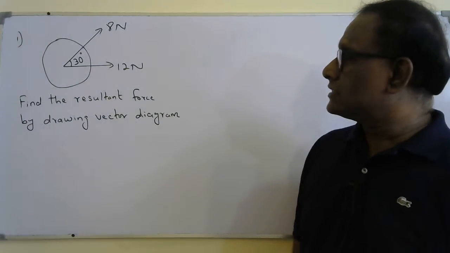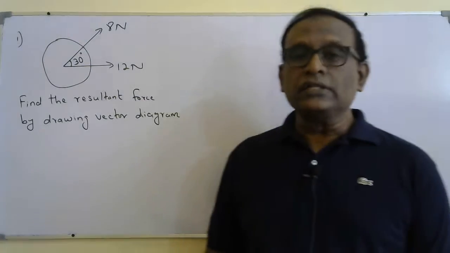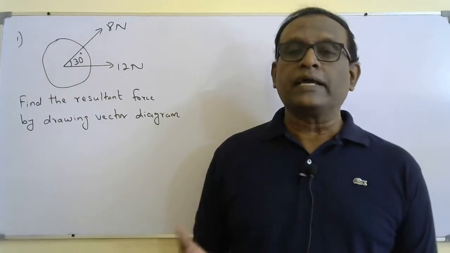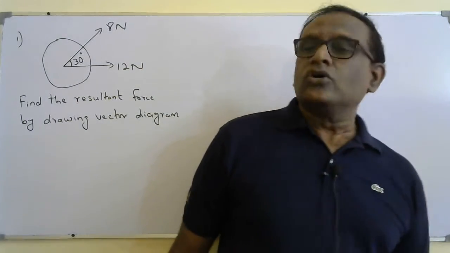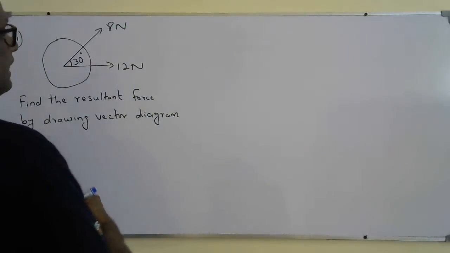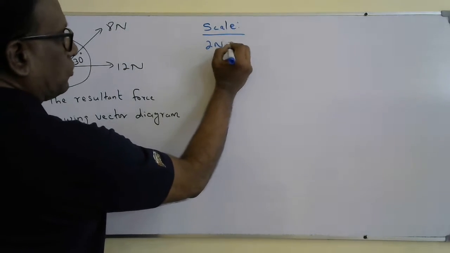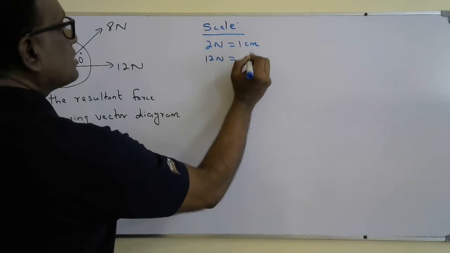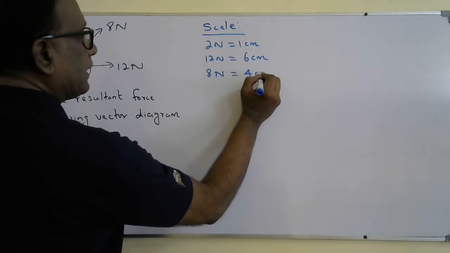So how do we find the resultant force by drawing a vector diagram? First, we should define a scale. I already told you that you can represent a vector, that is a force, by a straight line with an arrow. So we should define a suitable scale such that it can be drawn in your notebook. So the scale, I can define like 2 Newton equals 1 centimeter. So 12 Newton will be equal to 6 centimeter and 8 Newton will be equal to 4 centimeter.